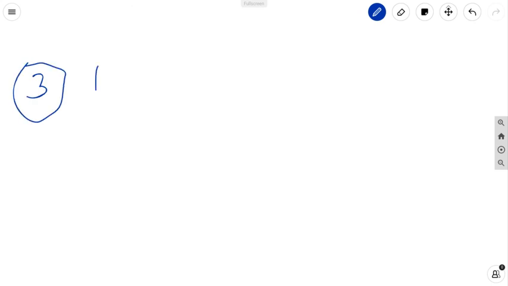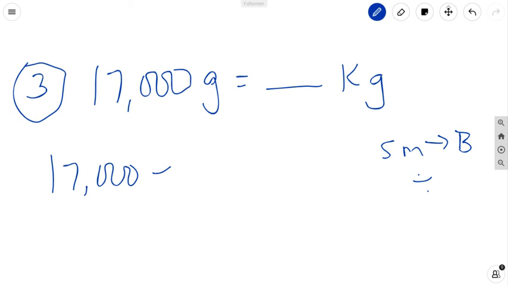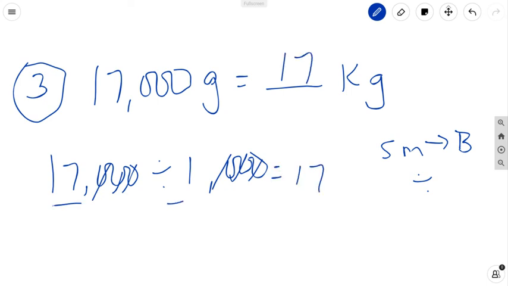Okay, let's try the third one. We have 17,000 grams equals how many kilograms? Well, there are 1,000 grams in a kilogram. We are going from a small unit to a big unit, and doing that means we're going to divide. We're dividing 17,000 by 1,000. We're going to take off those 3 zeros. 17 divided by 1 is 17. There are 17 kilograms in 17,000 grams.